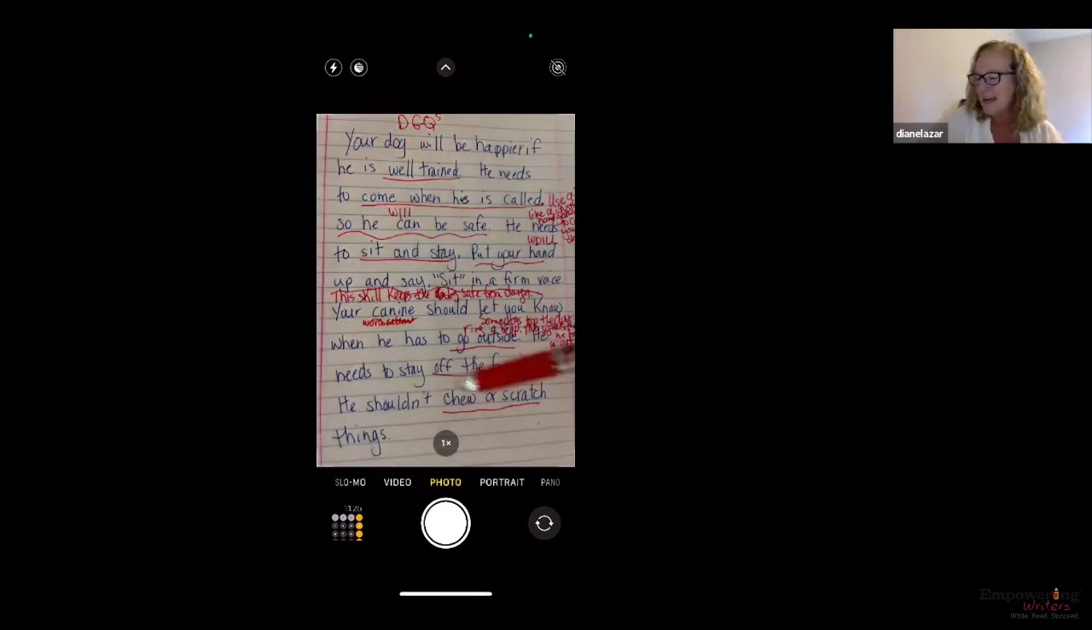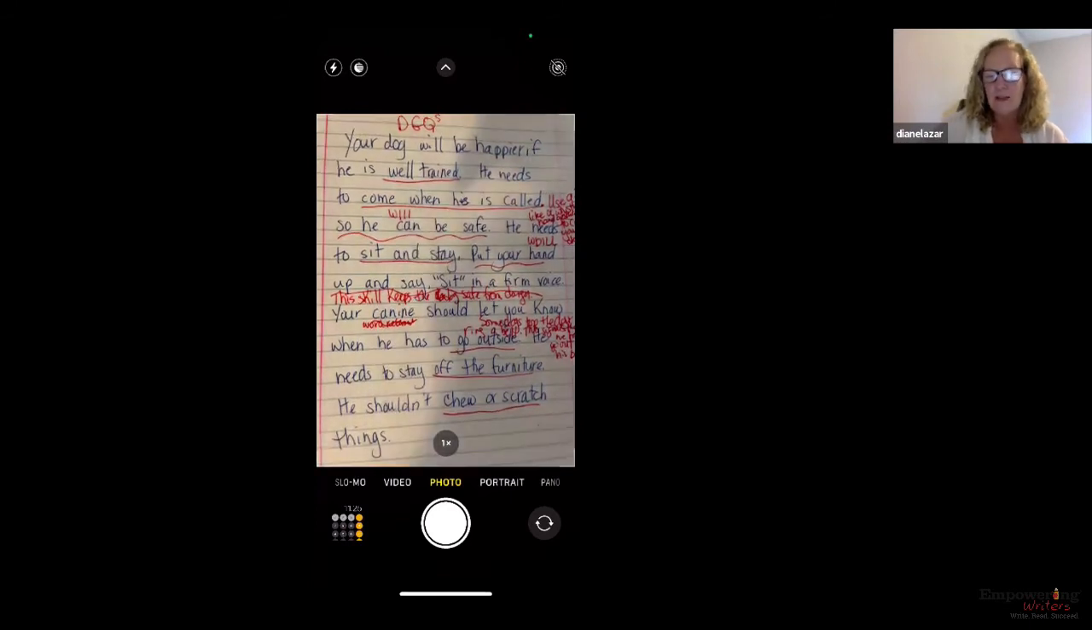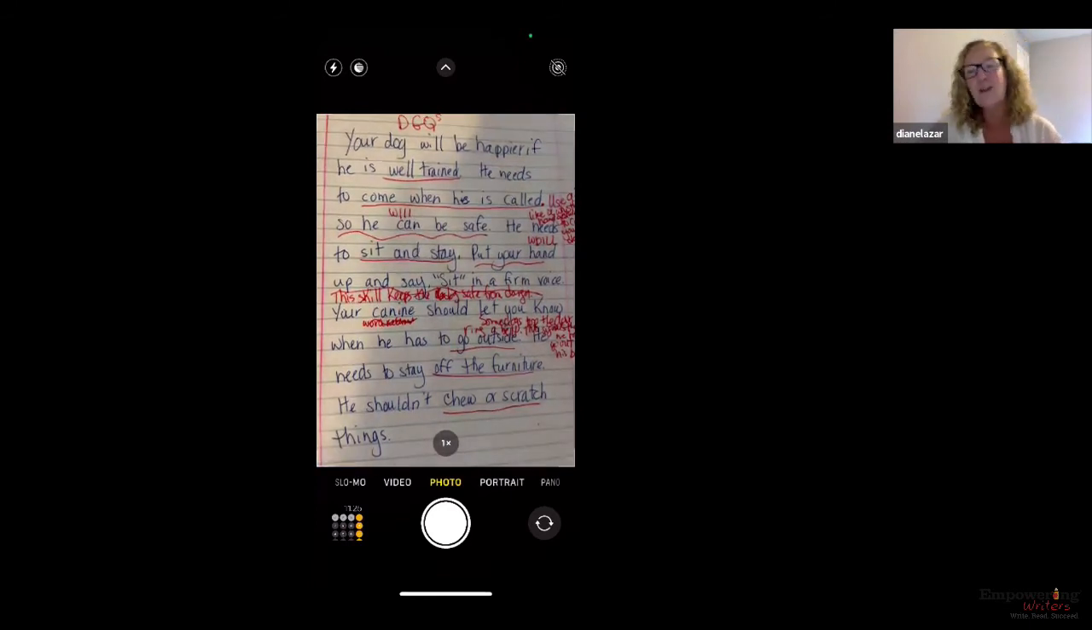All right? He needs to stay off the furniture. Some people don't mind the dog on the furniture. I was never a fan of that, so my dog knew he had to stay off the furniture. But what do you do instead? If you don't want the dog on the furniture, what are some alternatives for your dog? How might you manage that? What does that look like?